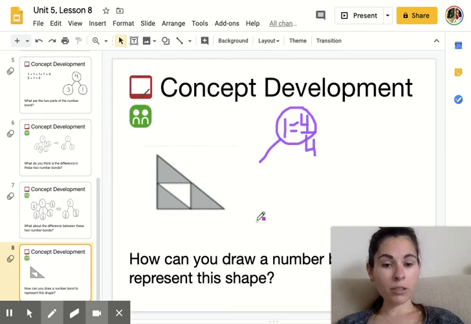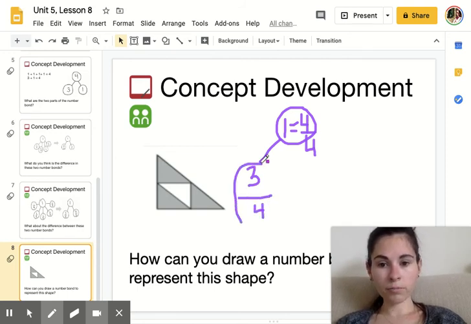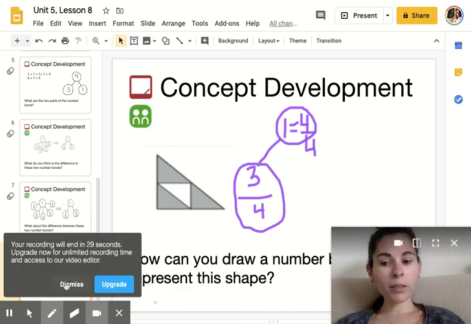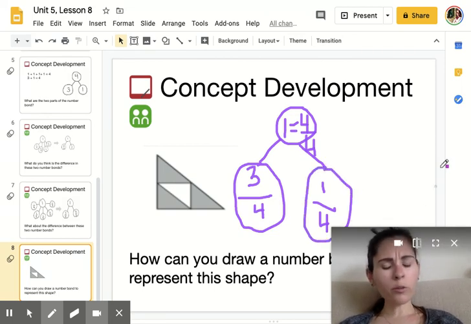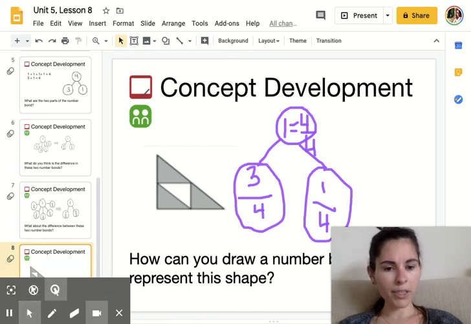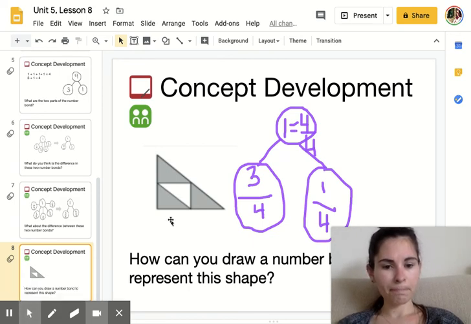Count how many parts are shaded. 1/4, 2/4, 3/4 are shaded. 3/4 are shaded. How many parts are not shaded? Exactly. 1/4 is not shaded. Ask yourself, what's another way that you could draw a number bond to represent this image? Exactly, you could do your 1 and then have 4 1/4 bonds.